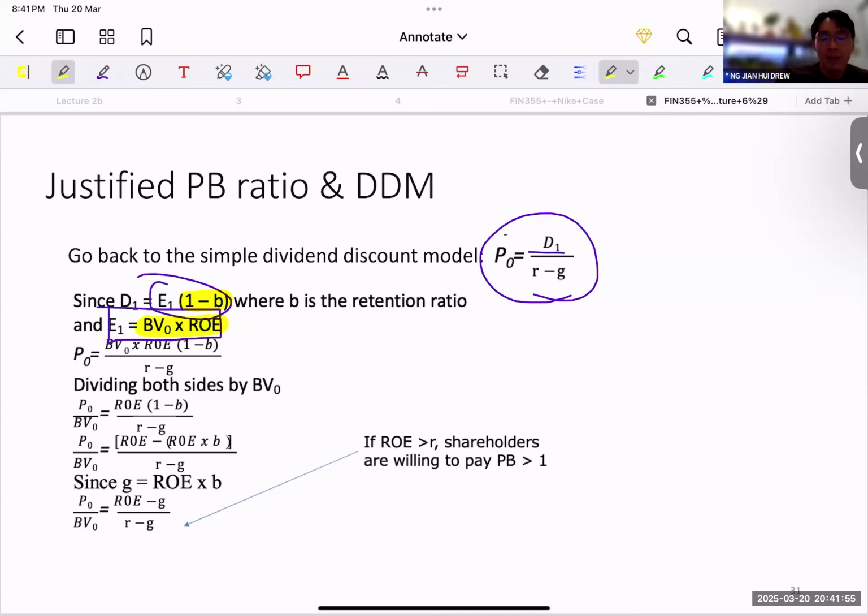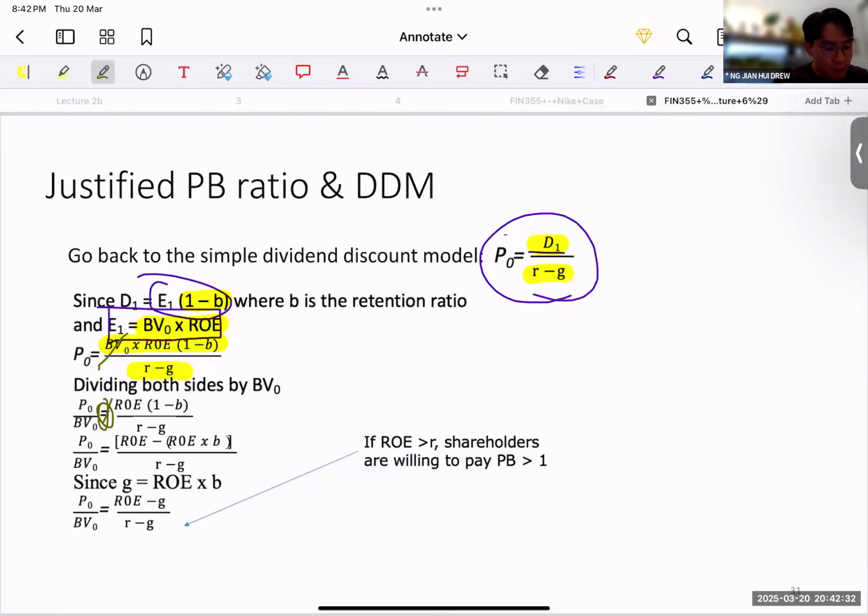book value BV0 times ROE. So based on this is our numerator here. Instead of E1, we have changed it to BV0 times ROE times 1 minus b. And then the bottom is the same, r minus g. Now, we're going to divide it by BV0, so we get the price to book value. By doing so, we have cancelled out BV0 here, so that's why BV0 is gone.